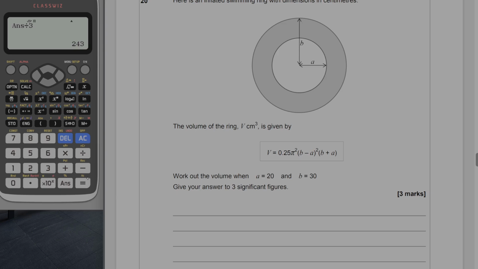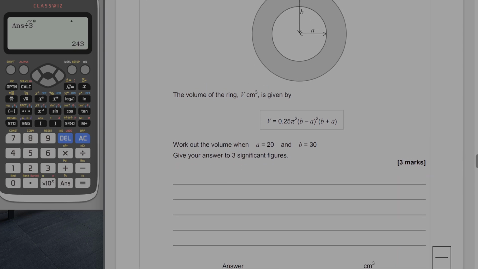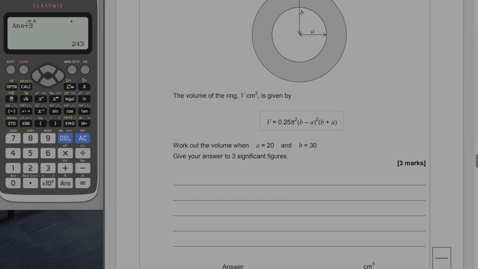Okay, so this to me just looks like a substitution question. What's throwing me slightly is this is arguably a difference of two squares to a point, and I feel like we should do something with that, but I can't see it being a benefit to do anything with that. It just seems like a substitution question. So B minus A would be 30 minus 20 squared times by B plus A, so 20 plus 30.